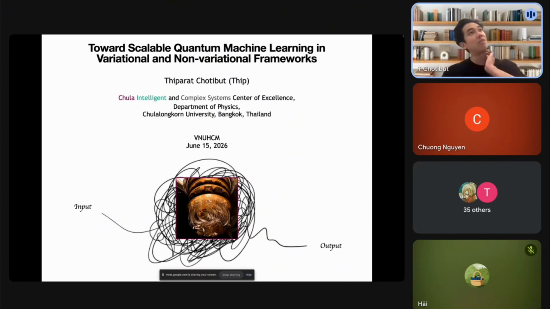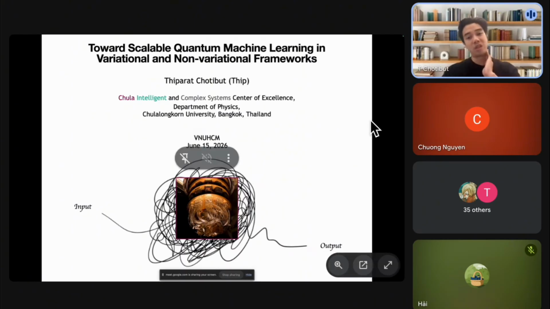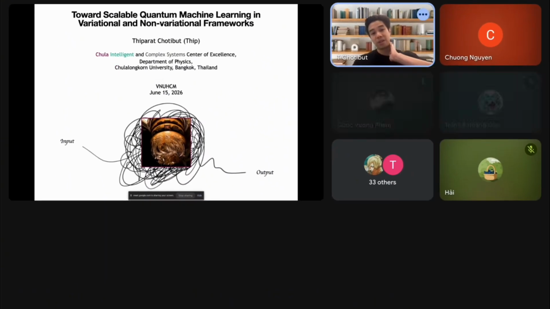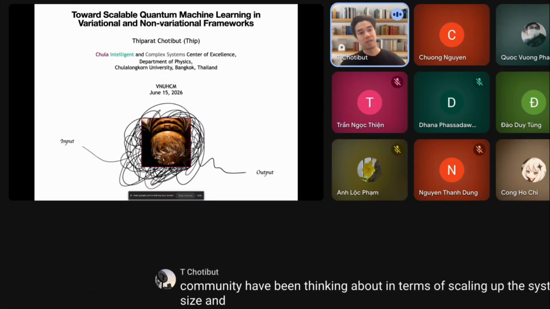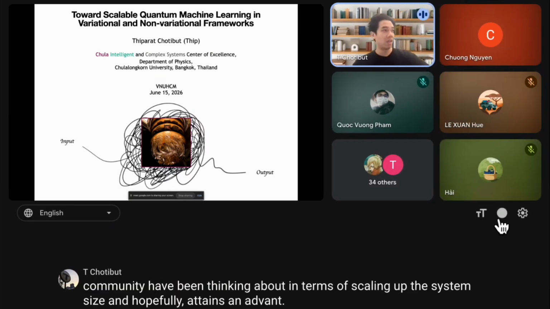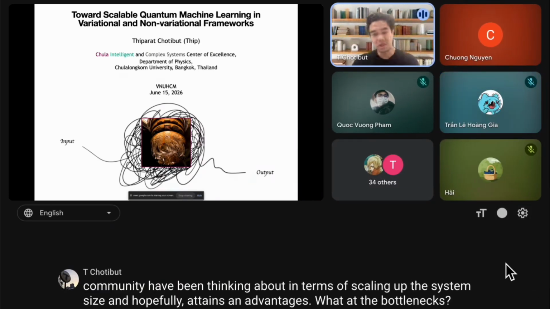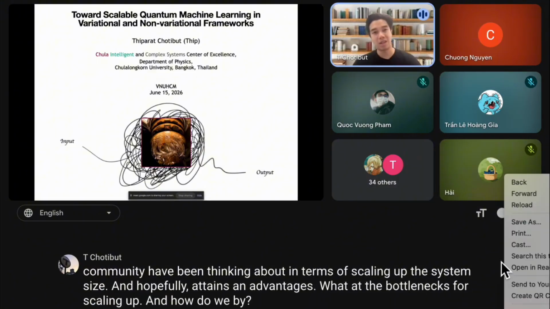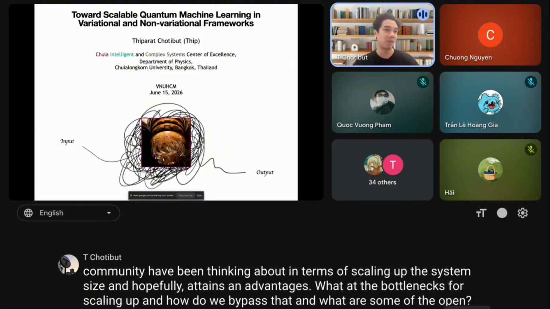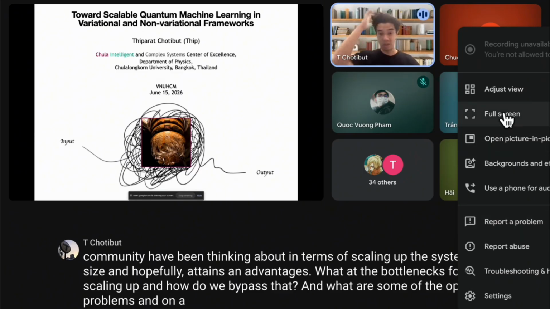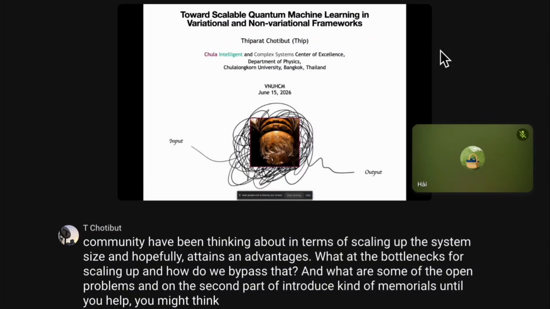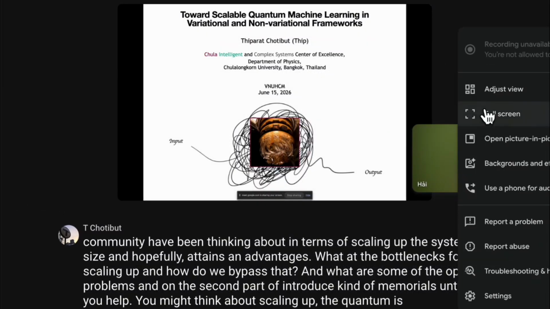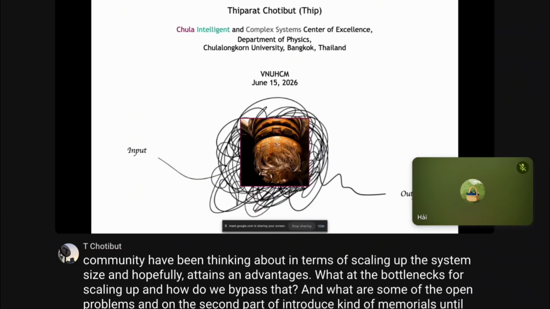So the first part would be a high-level tour of what people in the quantum machine learning community have been thinking about in terms of scaling up the system size and hopefully attaining some quantum advantages. What are the bottlenecks for scaling up, how do we bypass them, and what are some of the open problems? And in the second part, I'll introduce new models and tell you how you might think about scaling up quantum machine learning with potential quantum advantages.